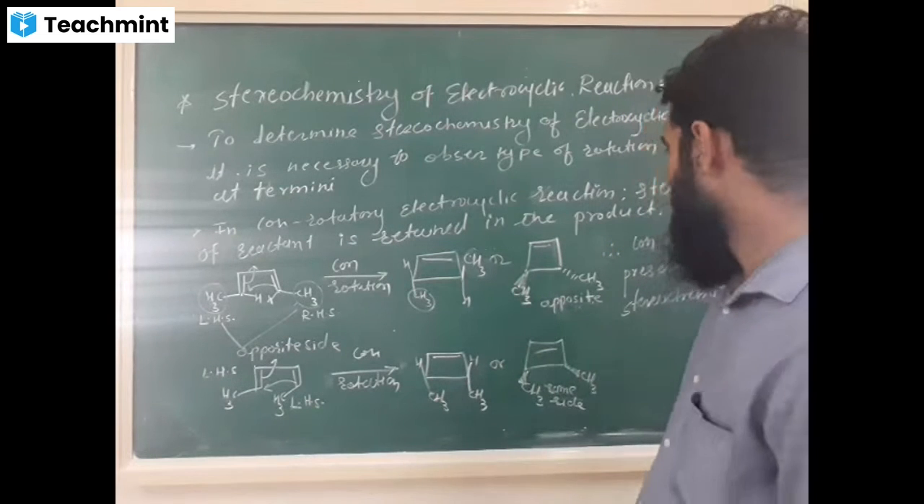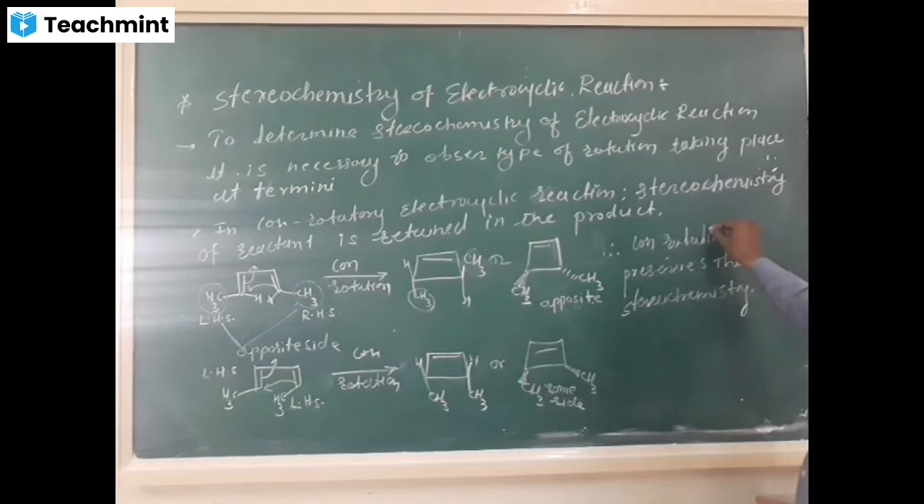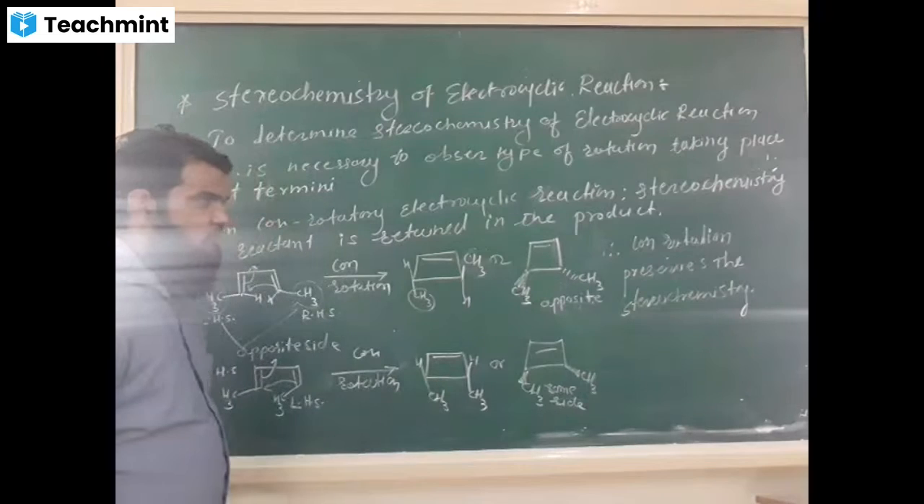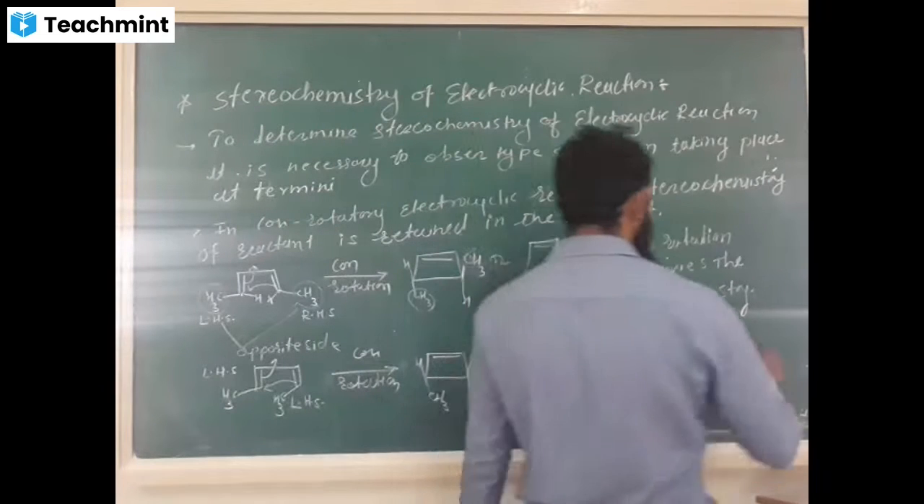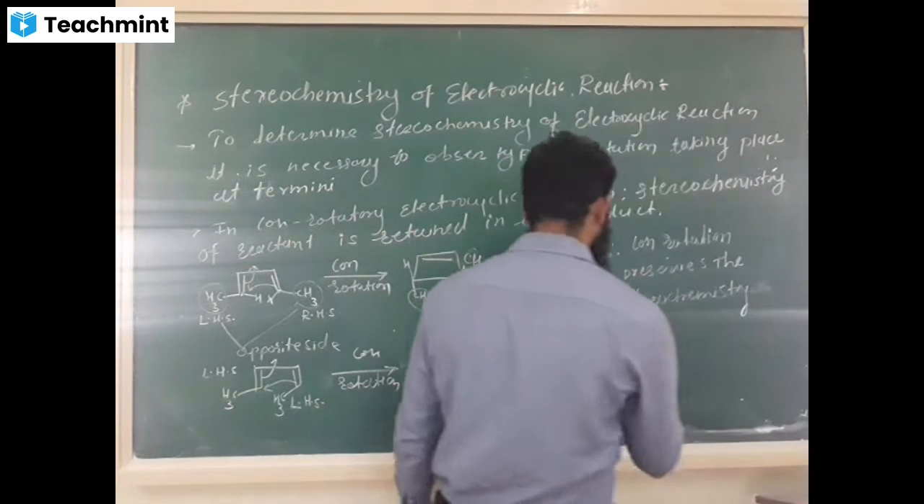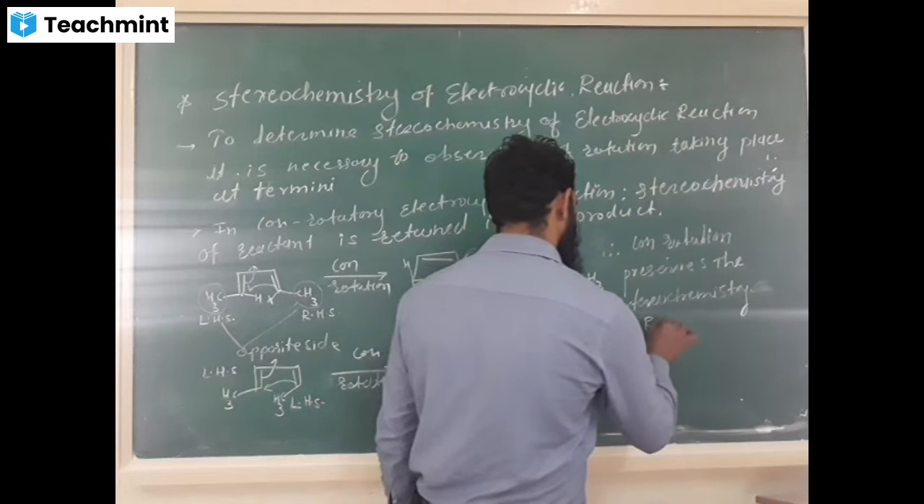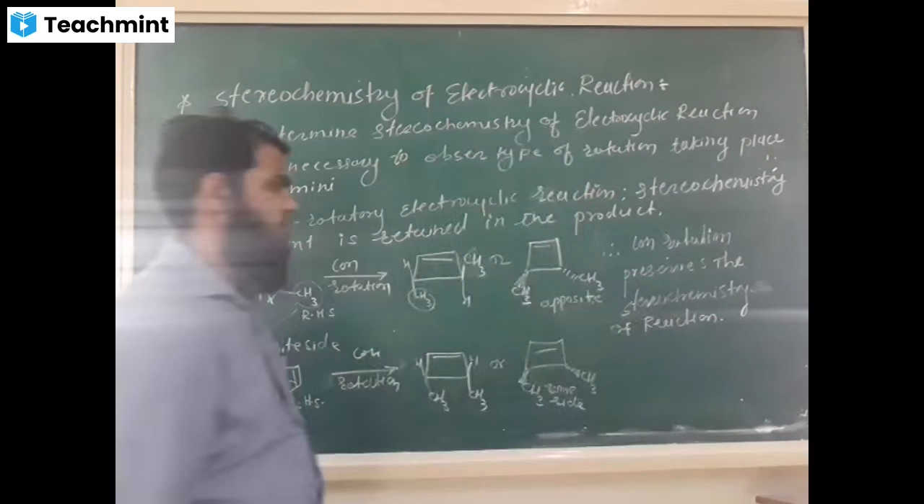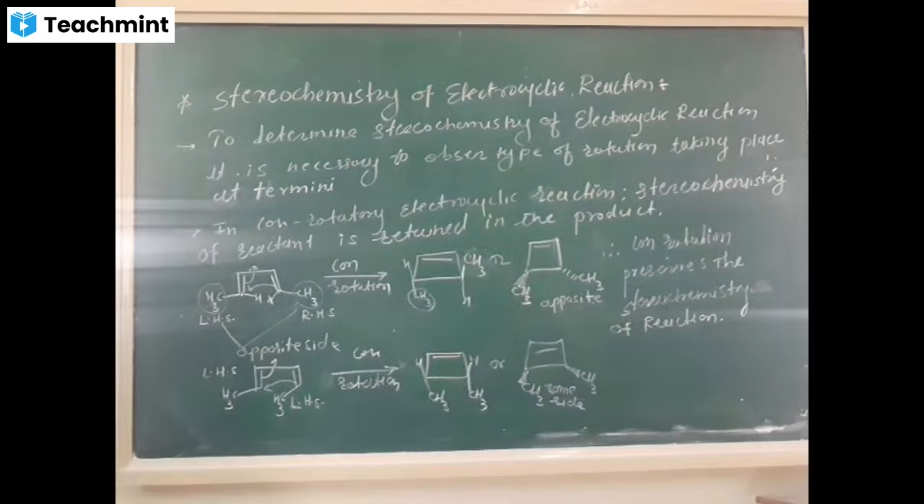Okay. So conrotation is a type of electrocyclization which preserves the stereochemical features of reactant and product. So conrotation preserves the stereochemistry of reaction. Okay. यहां तक समझ में आया? Understand up till now?